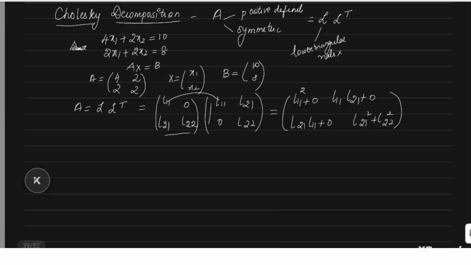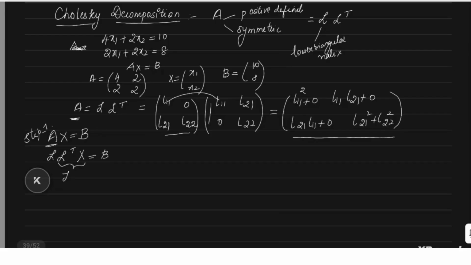Before going into the problem, I'll tell you the steps involved. Then we will equate this with your A. The first step: I told you your equation is of the form Ax = B. In step 1, instead of A, you write L into L transpose. So L into L transpose x, you take as B. Instead of L transpose x, you're going to name it as Y.